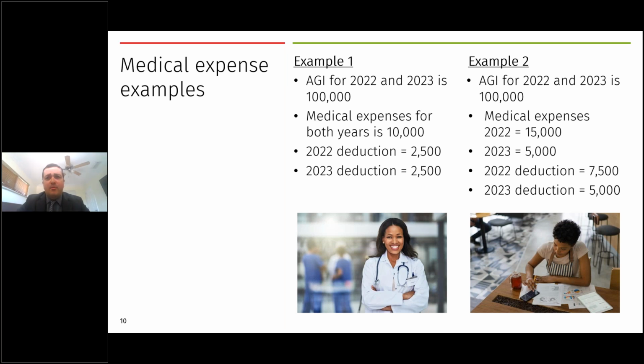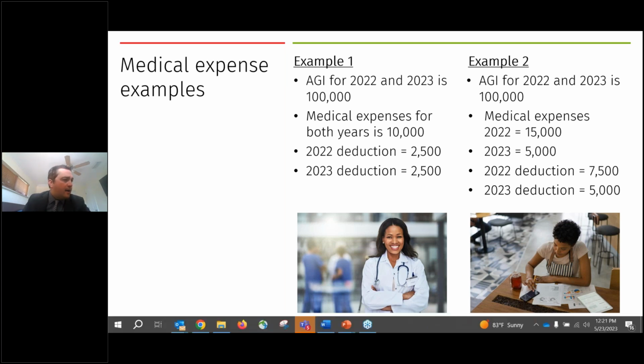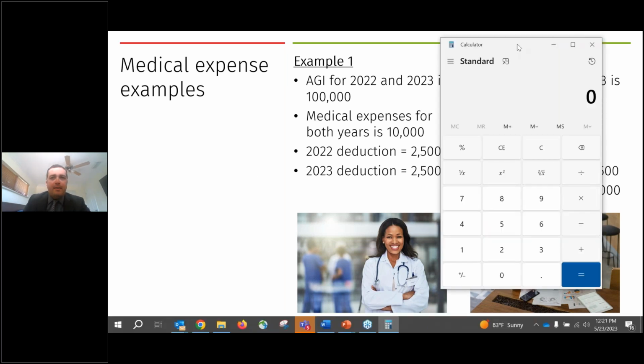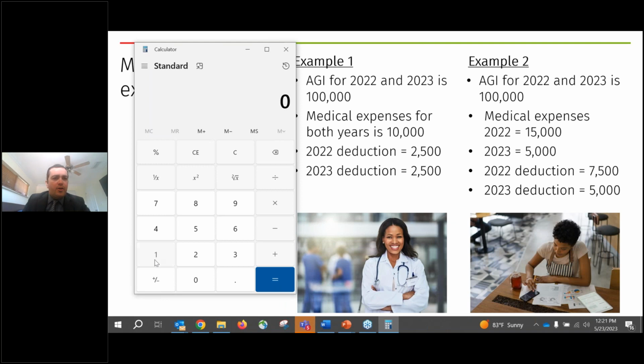In example one and example two, they both have an AGI of $100,000 for both years. If we look at example one, they had medical expenses of $10,000 even in both years. If we look at 2022 and 2023, we have to hit that 7.5% cap. Let me bring up my calculator, and we can briefly do the math of how I calculated this. We have $100,000 for our AGI.